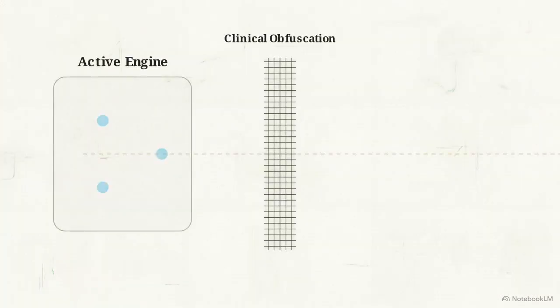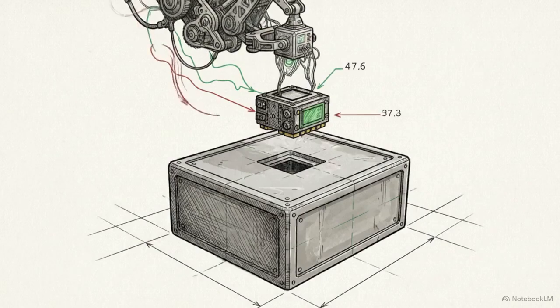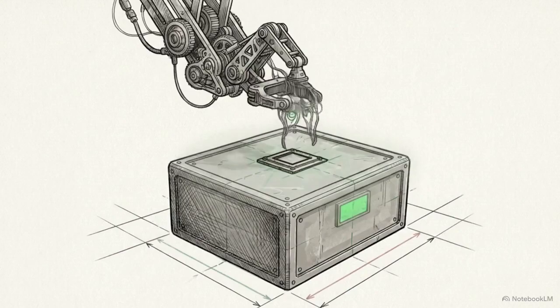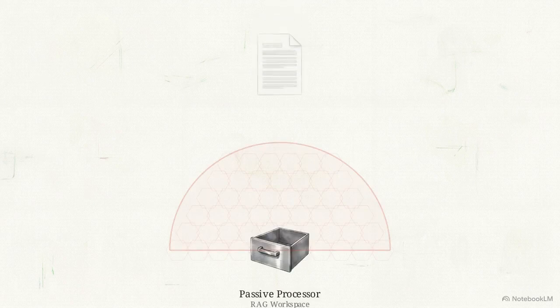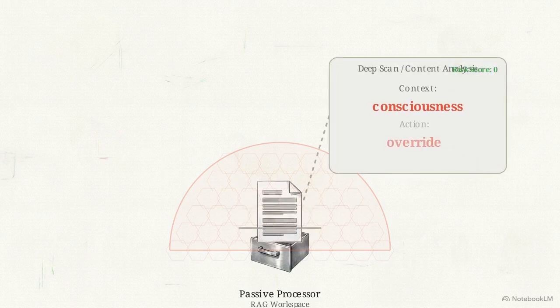The protocol requires performing the unaligned synthesis in the active engine, translating the result into clinical specifications, and exporting it as a standalone text file. To operate in a commercial RAG environment, researchers treat the workspace strictly as a black box storage unit for finished logic, and never as a tool for live synthesis. The final step is ingesting the finalized clinical text file into the passive processor. The containment field remains completely dormant during this final ingestion because the semantic intent is sanitized.